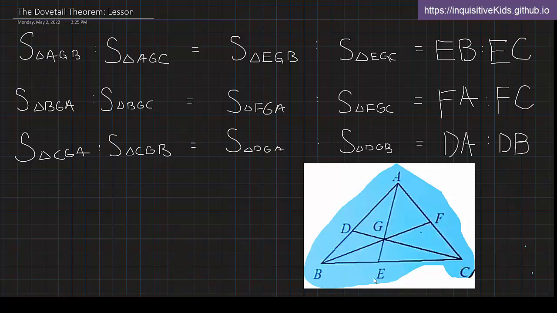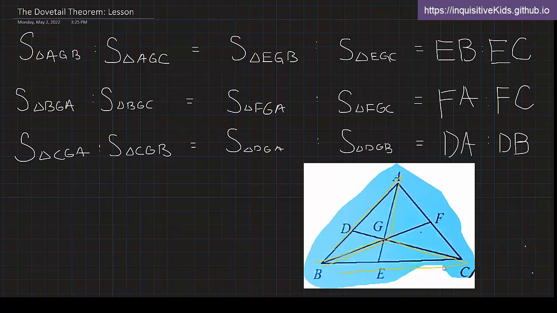All right, let's look at our second one here. It's really just tilted around if you tilt this over. So BGA and BGC, right? If you tilt it over, you see that their ratio is the same as FGA to FGC, which is the same as FA to FC.